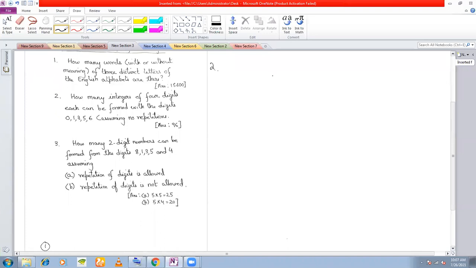Let us now start with the second one. How many integers of 4 digits can be formed with the digits 0, 1, 3, 5, 6, assuming no repetitions? Okay, 4 digits. Integers of 4 digits.